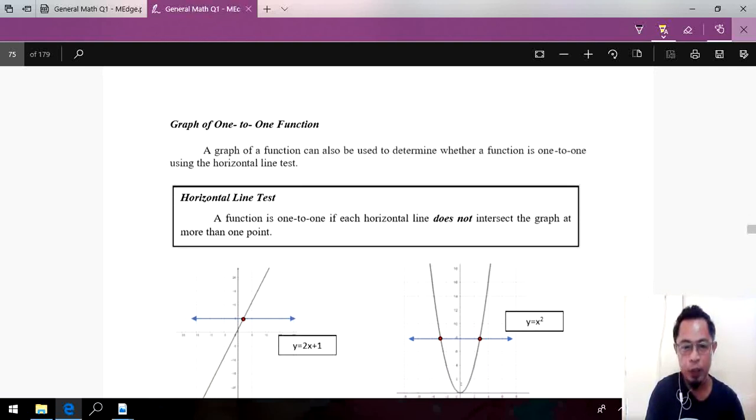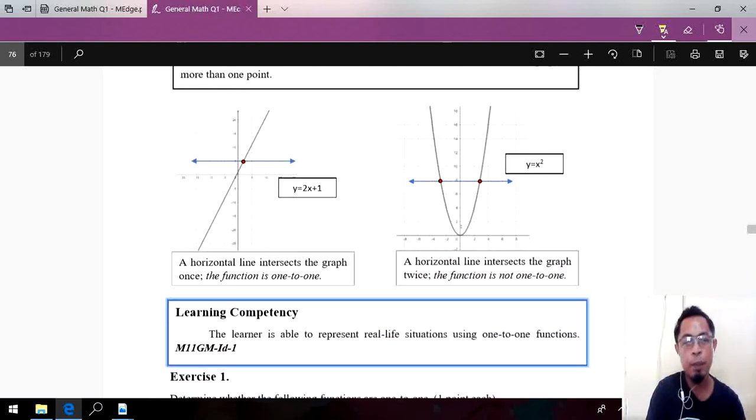Okay, we have an illustration here. We try to inspect. We have here y equals 2x plus 1. Obviously, the graph of this function is a line, right? Because this one is a linear function. So when we draw a horizontal line on this linear function, the horizontal line meets only one point. And with that, we can now conclude that that one is a one-to-one function.